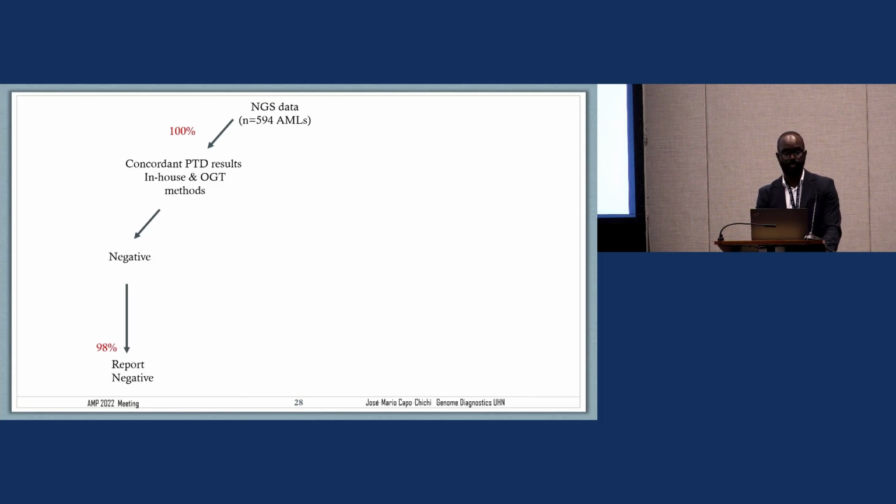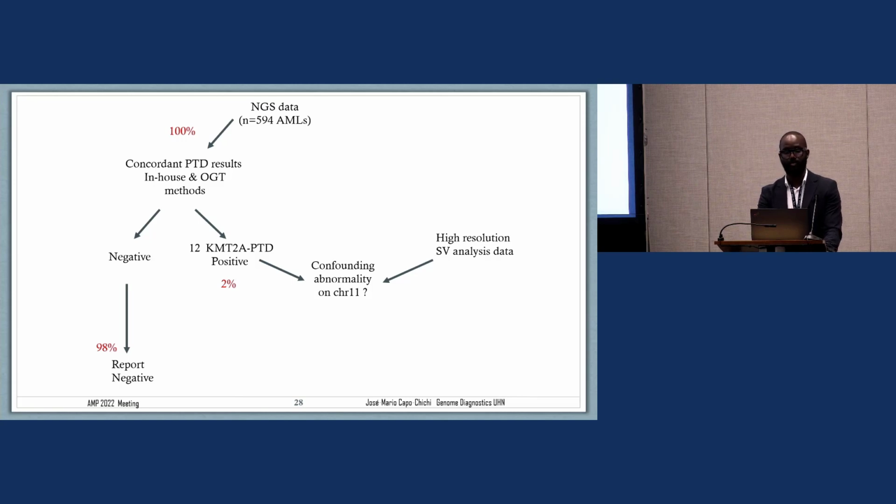In our experience, we had 100% concordance between those two methods after adjusting our parameters. In case of concordant results between those two approaches, the negative result will be reported as such, so absence of KMT2A PTDs. If KMT2A PTDs were detected by both approaches, we will rule out the presence of any confounding abnormality on chromosome 11.